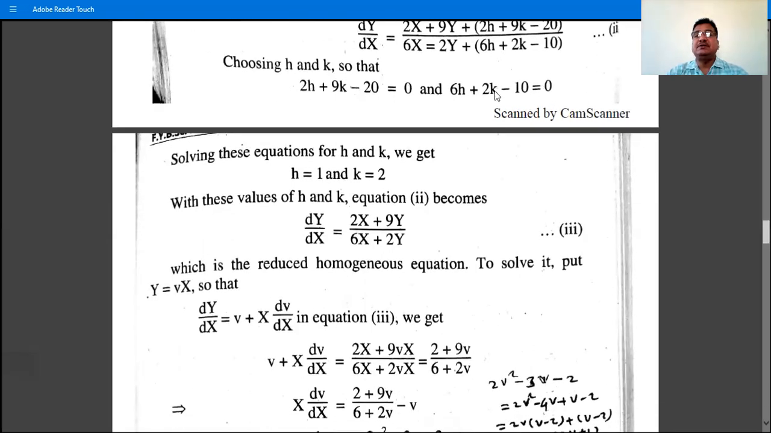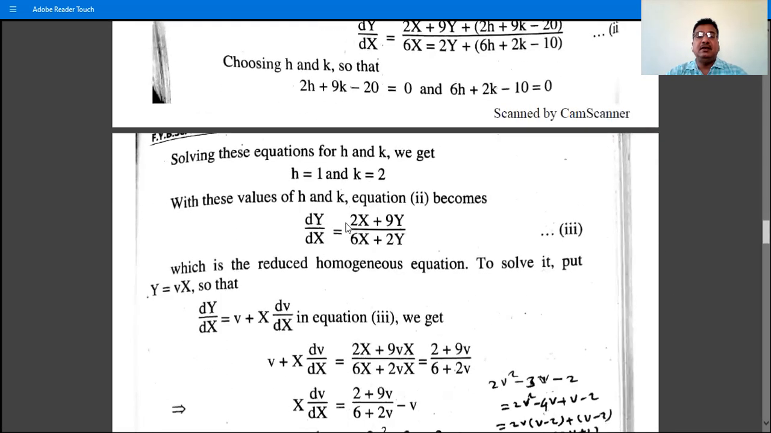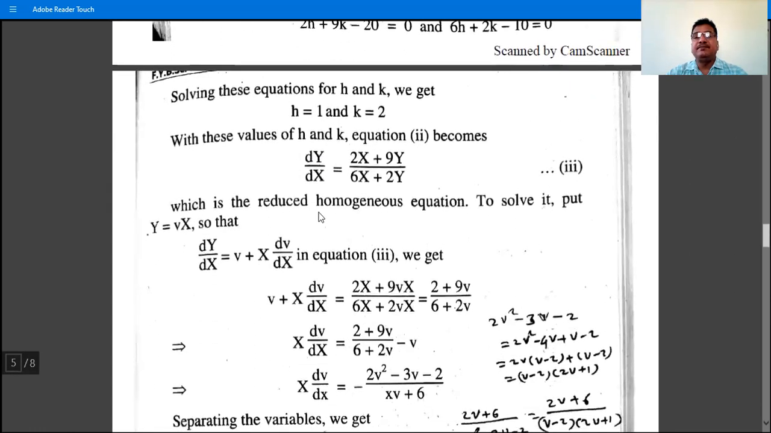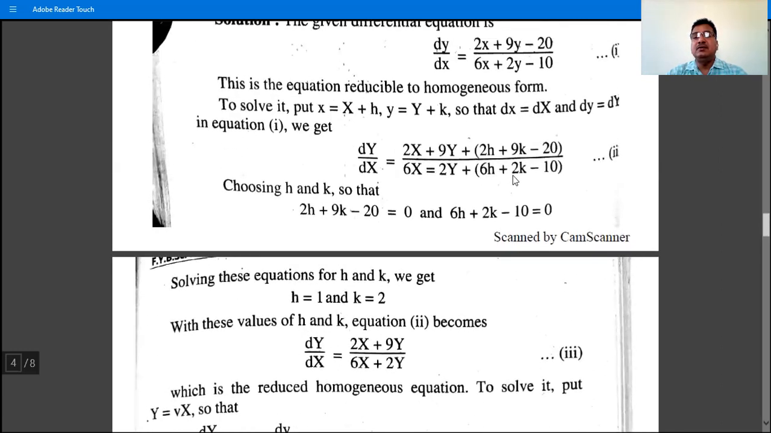So solve these two equations for h and k by using either a calculator or your usual method, that is, cancel one variable, h or k, by multiplying and adding or subtracting these two equations. We have h as 1 and k as 2. And then equation 2 becomes dY by dX is equal to (2X plus 9Y) divided by (6X plus 2Y), because the values of these brackets are equal to 0.